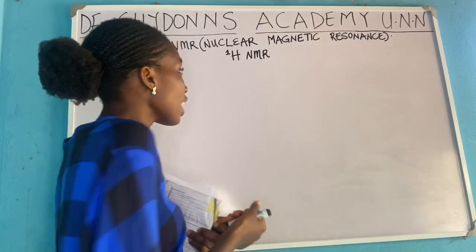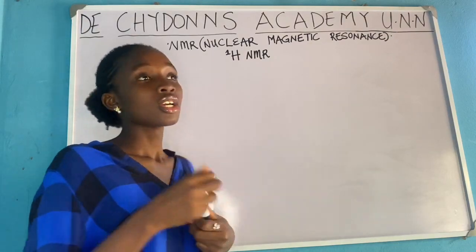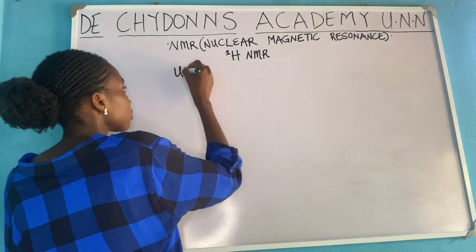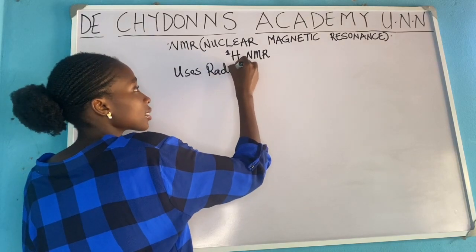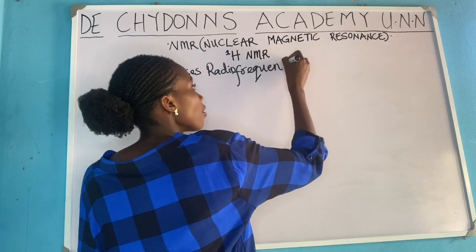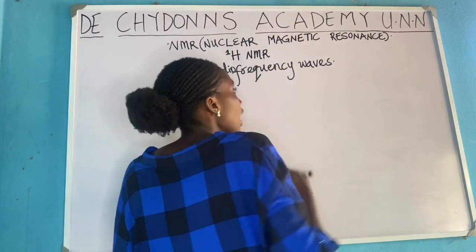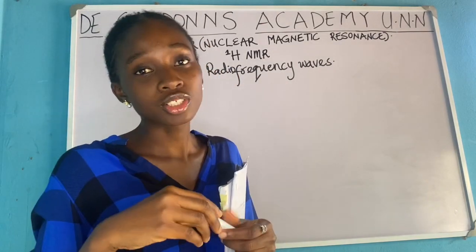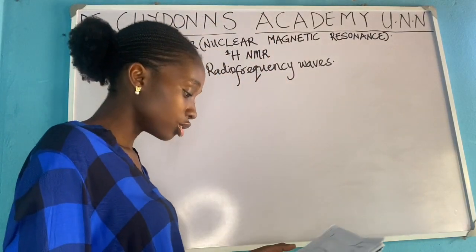So follow me. NMR is a branch of analytical spectroscopy which uses radio waves. So note this. Number one, NMR uses radio frequency waves. I hope you can see my handwriting. As we all know, these radio waves have a very long wavelength, a very low energy, and also a very high frequency. So the NMR machine is used to do just this.